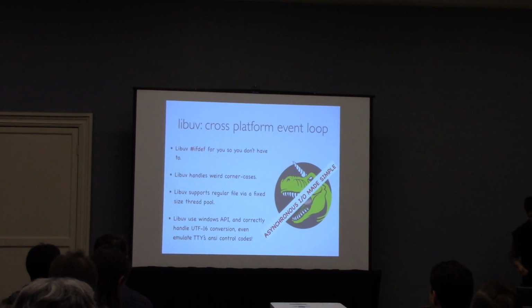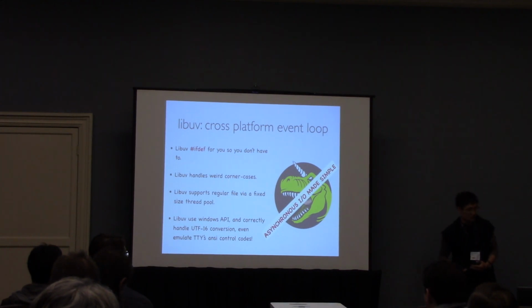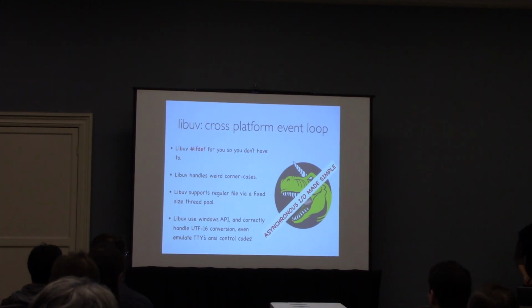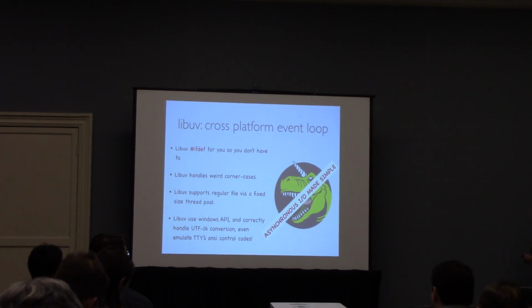If you're doing event-driven IO on Mac OS, you know that you have to re-enable some events after you receive one. That's very complicated. And libuv supports the regular file, which is actually not supported by epoll or kqueue. The regular file means the file on the disk. It's not a socket, it's not a terminal, it's not a serial port. It's just a plain file on the disk.